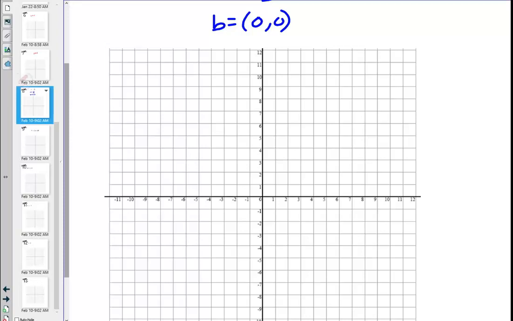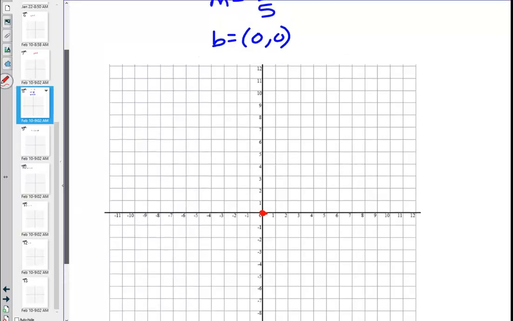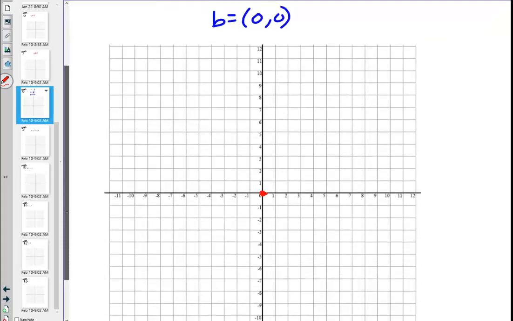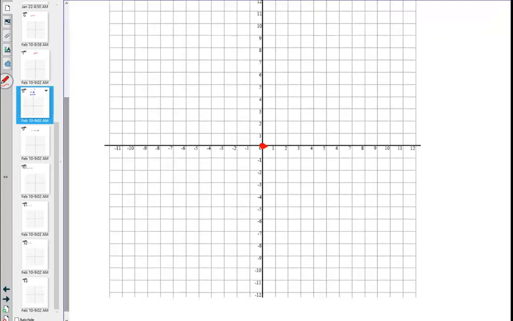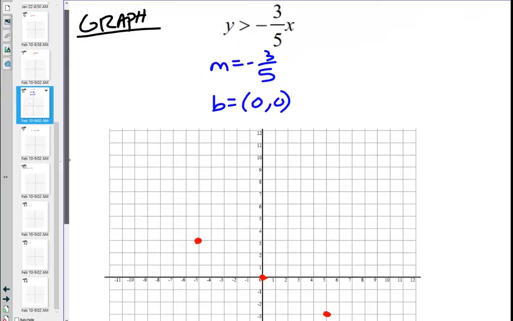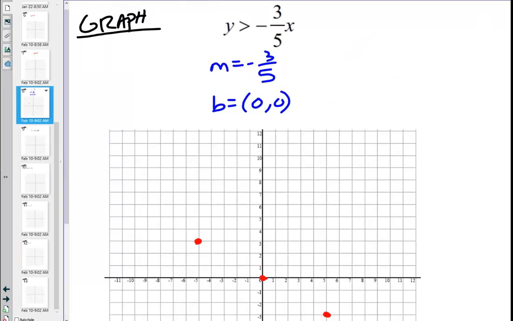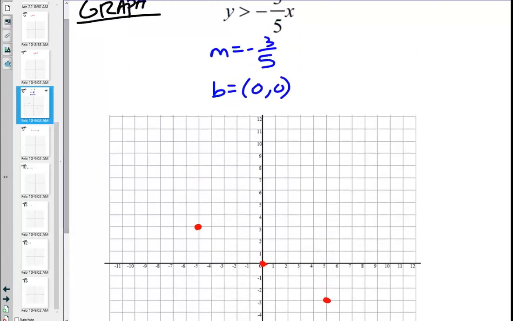Alright, so our first point is going to be at 0, 0. We have to know that positive slopes go up to the right, and negative slopes go up to the left and down to the right. So up 3, left 5, or you can go down 3 and to the right 5. Crystal, what type of boundary is that going to be? It's going to be broken because there's no "or equal to" sign underneath.